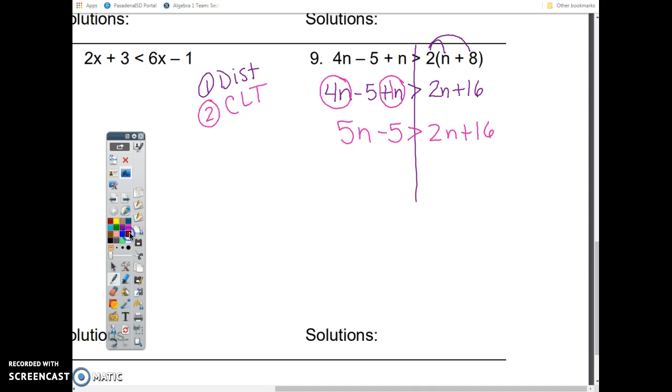Step number 3, move the smallest variable. And here's where it comes in handy, because if I move the biggest variable, then I end up with a negative number, then I have to divide by a negative number, and I have to flip the sign. I don't want to have to do all of that. So that's why I tell you to move the smallest variable.